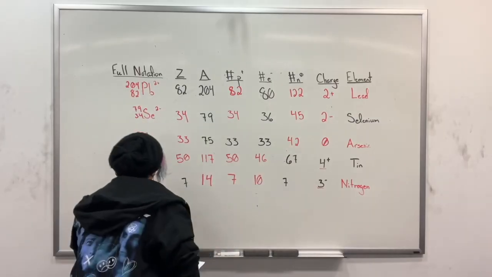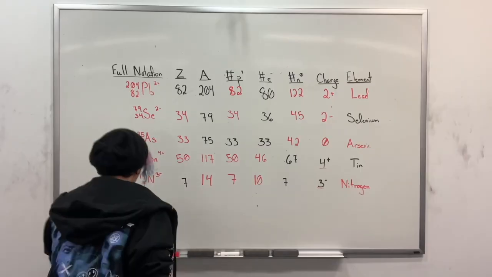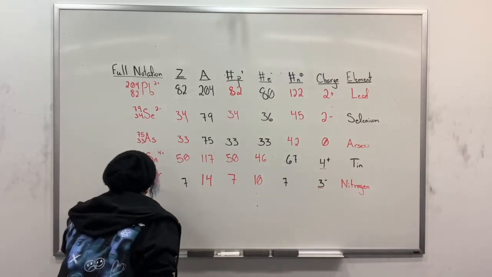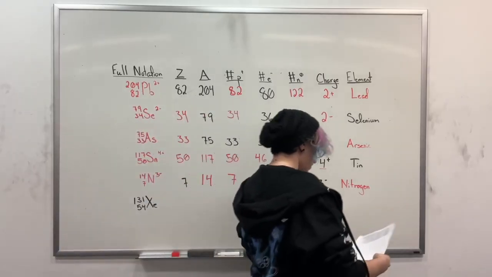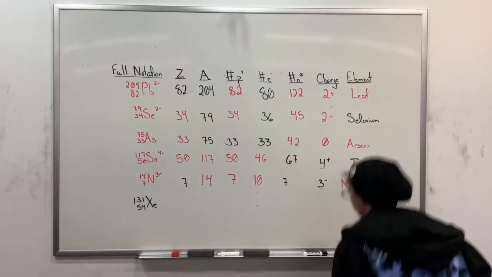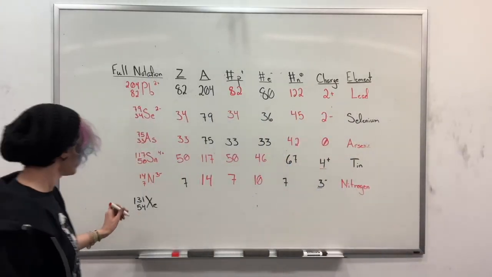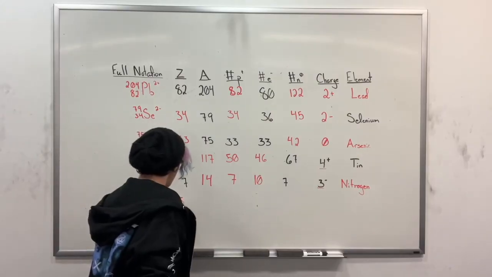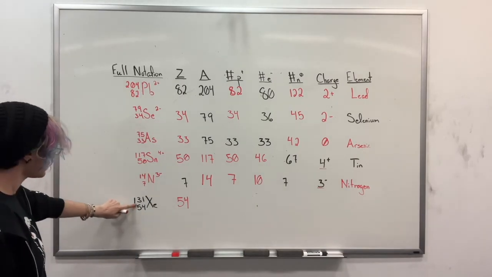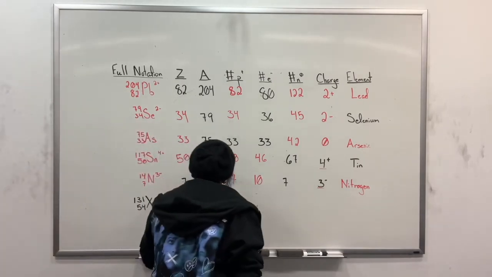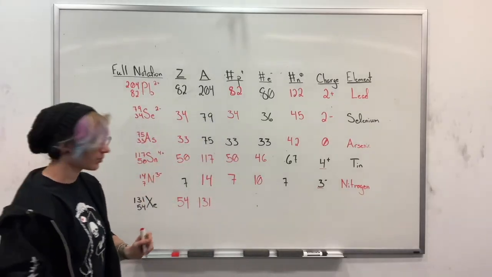Now we have Xe 54, 131. So they only give us the isotopic notation. Atomic number, bottom left. So we have 54 as our z-value. Mass number, top left, so 131. If we know our atomic number, we know our number of protons.